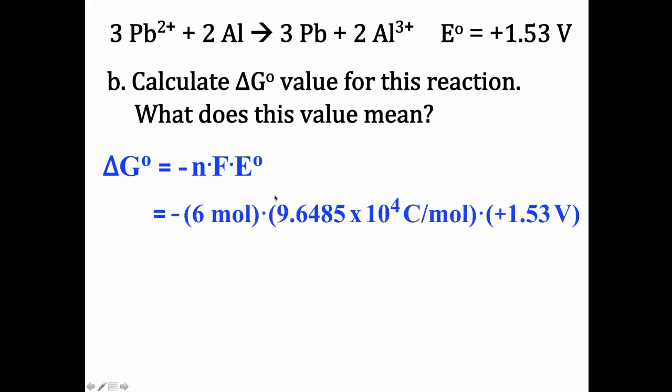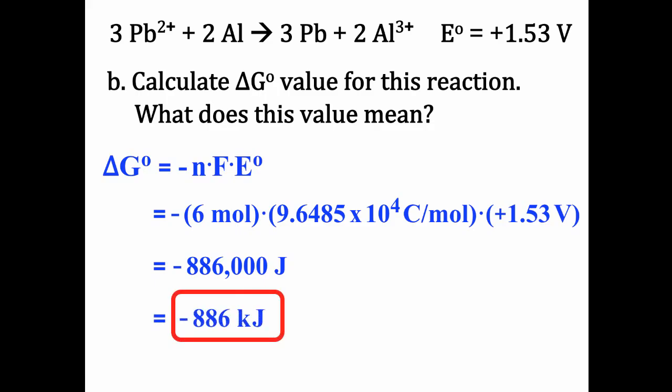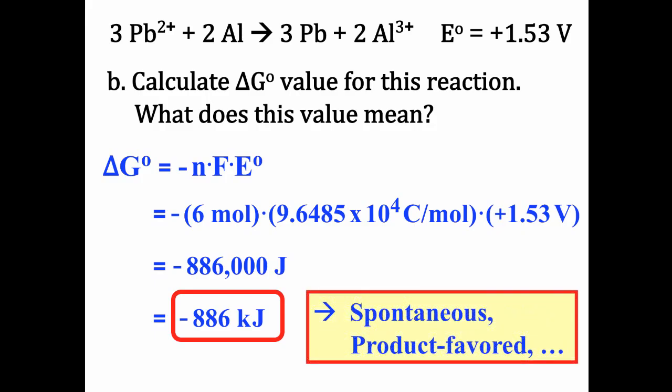The Faraday constant is 9.6485 times 10 to the 4th coulombs per mole, and the standard cell potential is 1.53 volts. So we multiply all those together. Don't forget there's a negative sign out in front. And moles cancel, and note that a coulomb times a volt is a joule, so we get negative 886,000 joules, which is negative 886 kilojoules. That means the reaction is spontaneous or product favored, and this is a pretty darn big delta G0, so this is quite spontaneous, quite product favored.